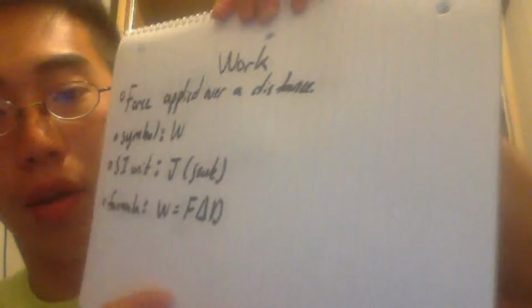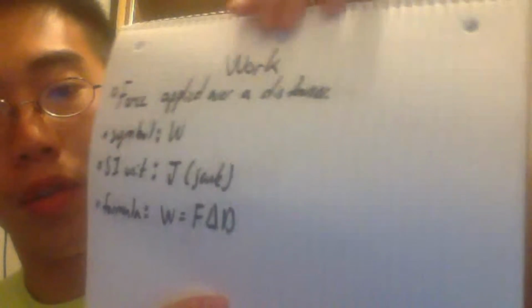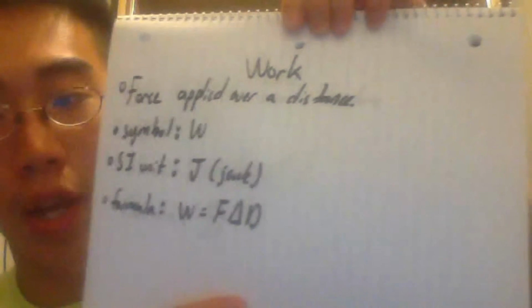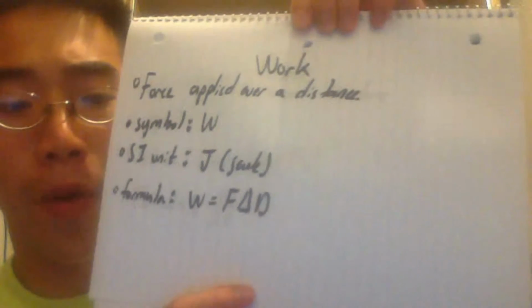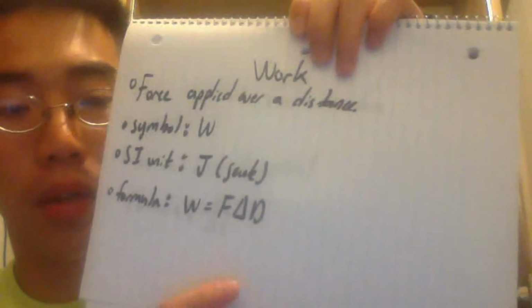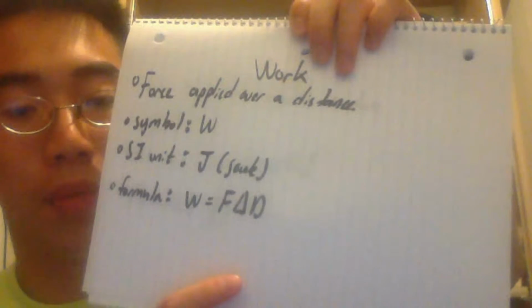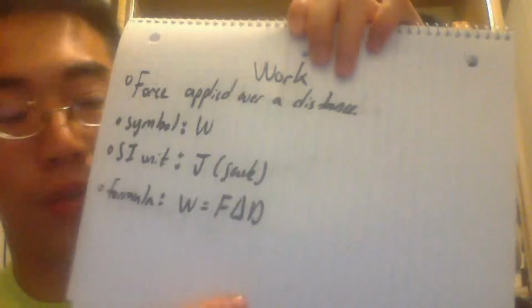Work is defined as force applied over a distance. The symbol is W. The SI unit is J, or joules, and the formula is W equals F times delta d, or force times change in distance.